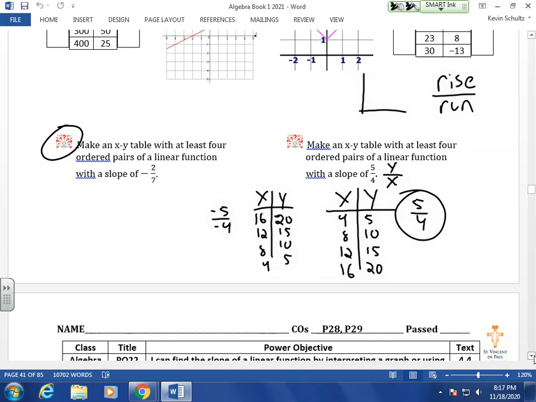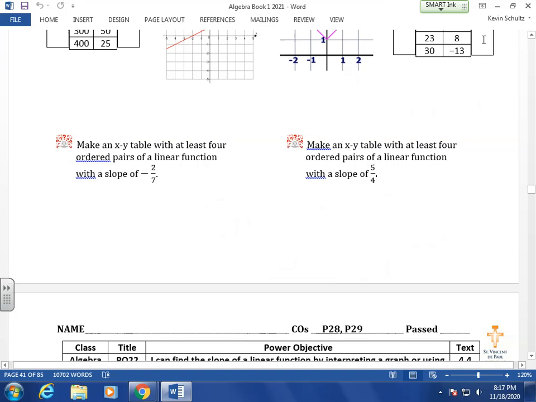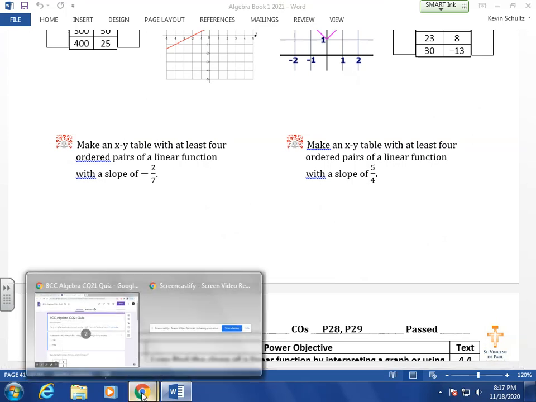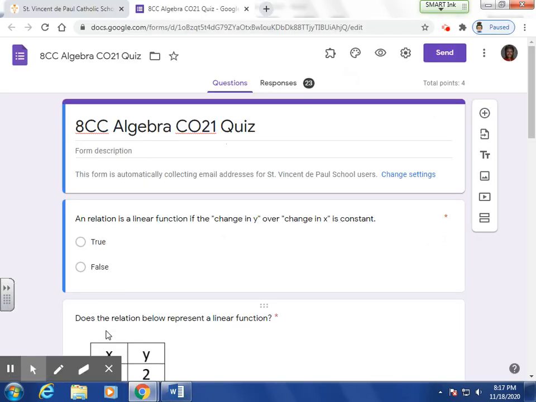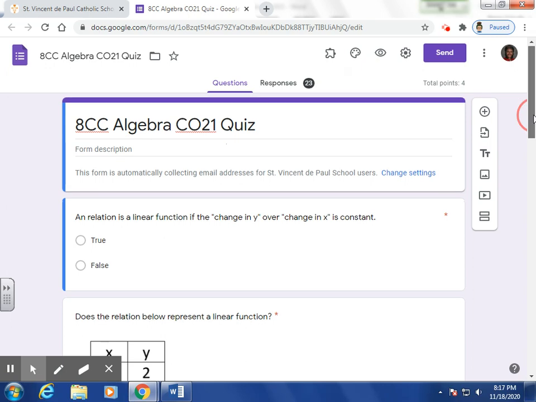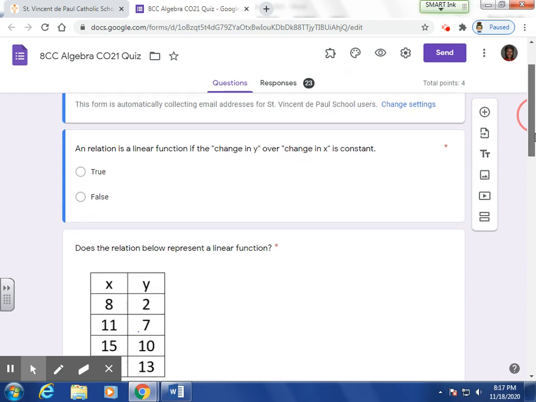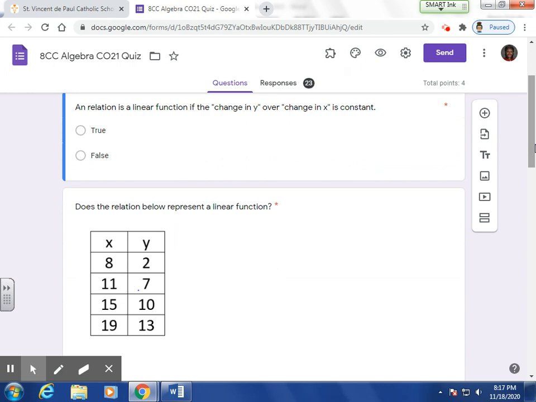Okay, let's go on to the quiz. Let's talk about the quiz, which went very, very well, much better than PO20 did. Not terribly surprising. PO20 was kind of a difficult one, and not that this one was easy, but this was much, much better. So the first one, an relation? Who wrote this garbage? My gosh, what an embarrassment. My editor is fired immediately.